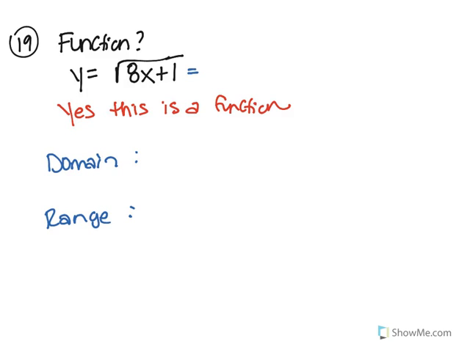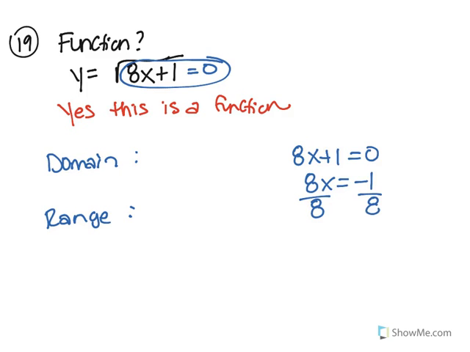So when you set your inside to 0, you're going to get the starting point of where this is going to start. And at 0, that's where you're going positive. So if you set it to 0, you're going to get a negative 1/8. That's the starting point. I can't have any numbers less than that number. Everything bigger than that number is going to work. So my domain is going to be from -1/8 to positive infinity.